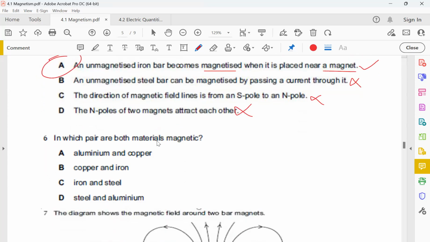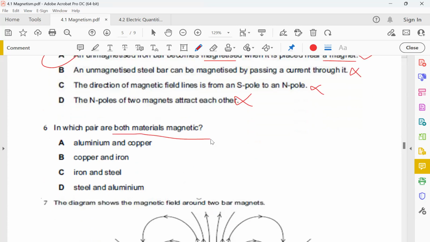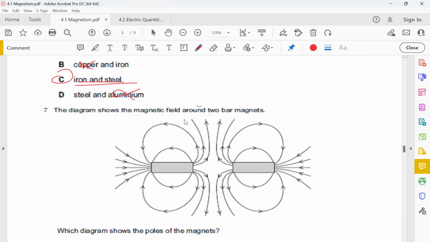Logically thinking, right? In which pair are both materials magnetic? Aluminium, straight away no already. Copper, straight away no. Iron and steel, most likely. Guys, if you have a hard time remembering which ones are the magnetic materials, please refer to the diagram on the first page, guys. You know, the table where it shows ferrous and non-ferrous. Iron and steel are always the most common ones.